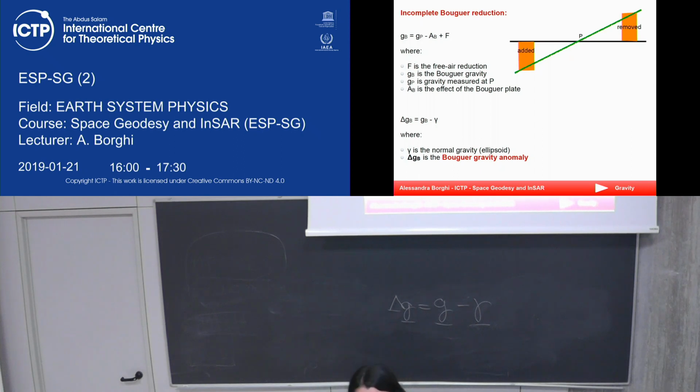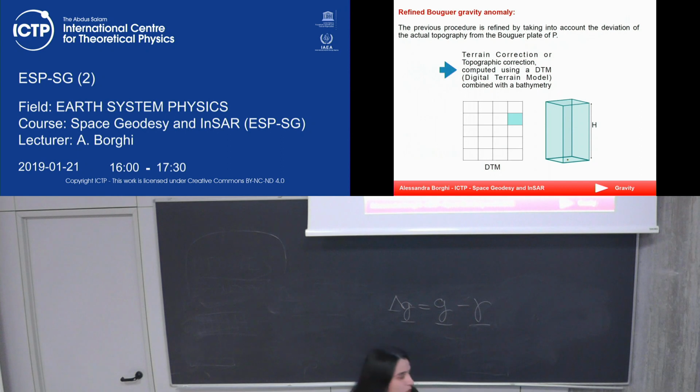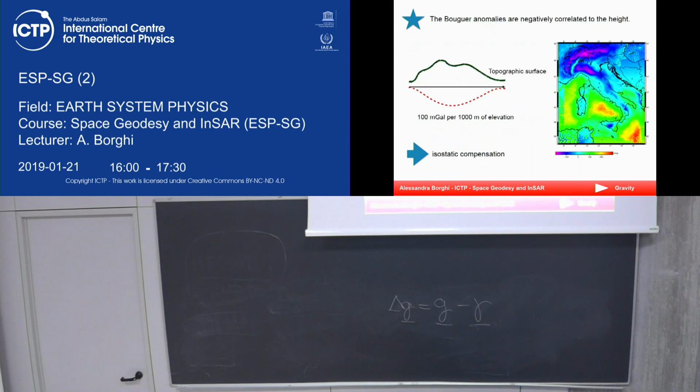So we have to compensate this effect. In one case we have removed, as if we have masses. In another case we don't consider that the point P feels the attraction of these masses. In this case the vector is in this direction. Okay. So we need to refine the Bouguer gravity anomaly. How do we refine the Bouguer? Okay, a lot of complication.